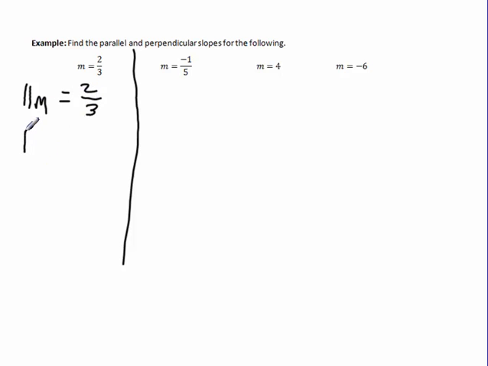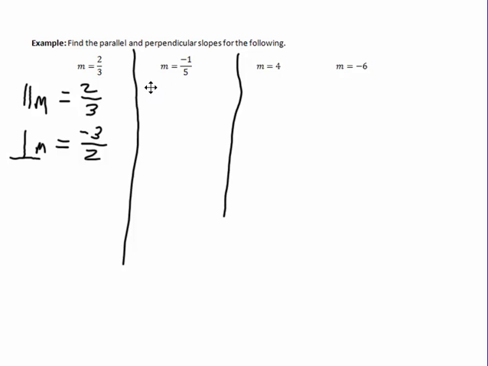And for perpendicular, I'm going to use this little upside down T. It stands for perpendicular. So the perpendicular slope would be negative, started positive, now it's negative, negative 3/2. All I did was take the negative and flip the fraction. So let's try that out with this one.